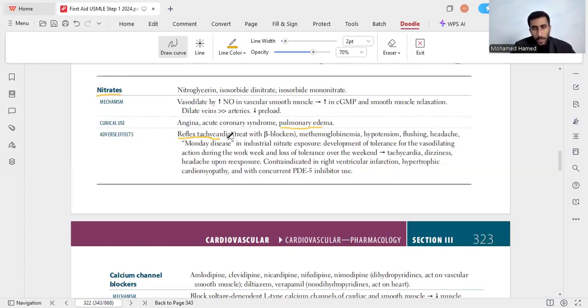You give nitrates associated with beta blockers to manage the reflex tachycardia. Watch out for methemoglobinemia with nitrates. Hypotension, flushing, and headache are very, very common. I've seen many cases complain of headache after taking nitrates for acute coronary syndrome. The patient who has multiple attacks of coronary syndrome says, don't give me nitrate because I have headache with that, due to the flushing.